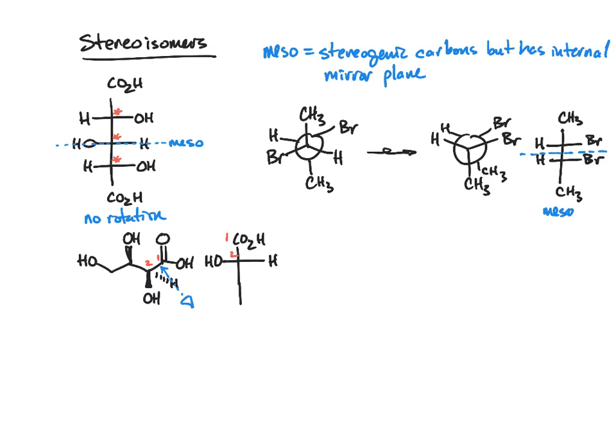So what I'm going to point out here, 1, 2, 3, and 4 are anti. In the Fischer projection, we need them to be eclipsed. So what I'm going to do is a rotation about the 2 and 3 bond. So you've got to do a rotation. So this is carbon 3 now. Carbon 4 is not a stereogenic carbon, so I can just do that.